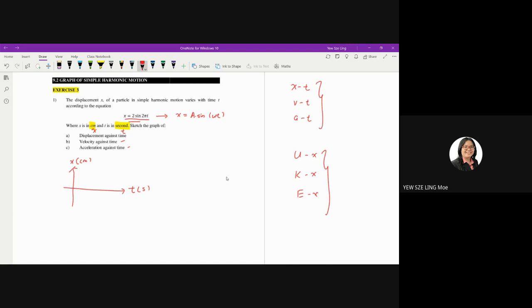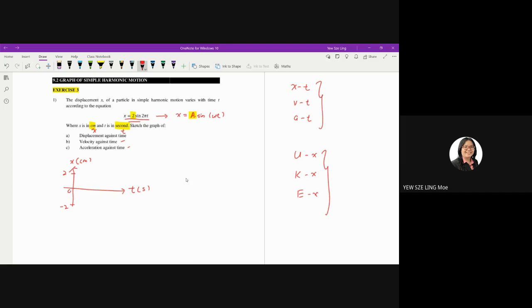Then what are we going to do next? According to the question, we have amplitude equal to 2. By comparing the equations, amplitude is equal to 2. So I'm going to label my amplitude here, A equals 2. So this is 0, and this is negative 2. Now I have the amplitude.